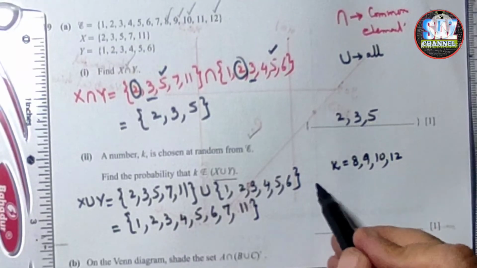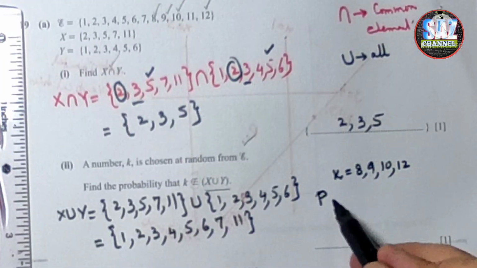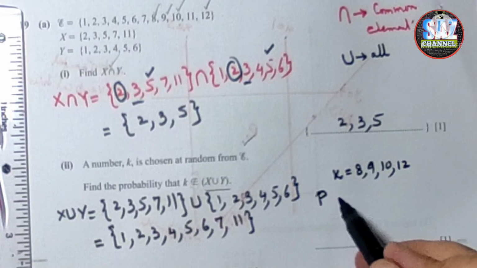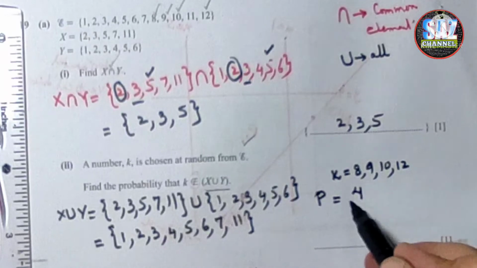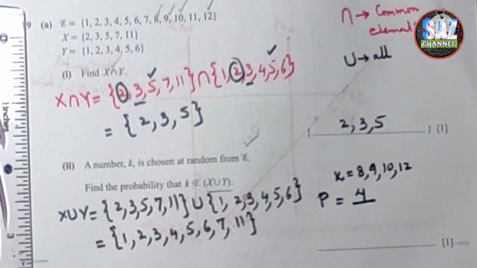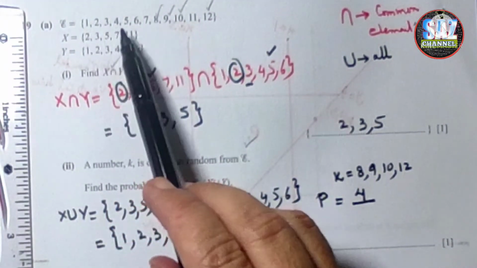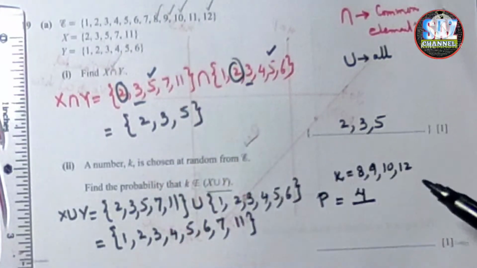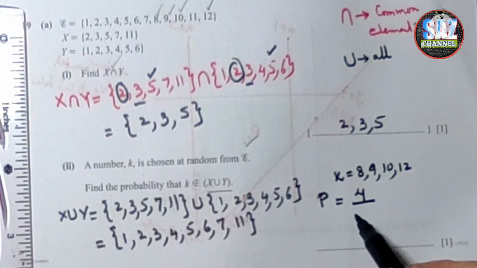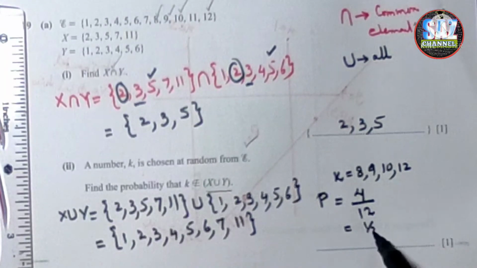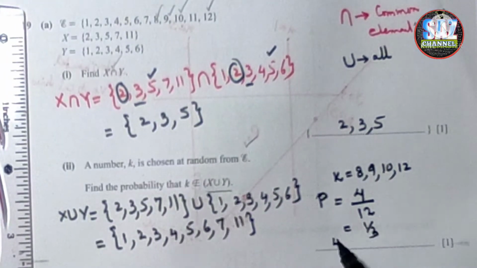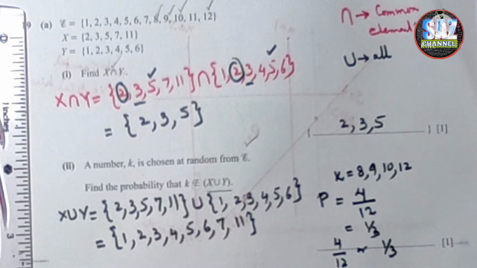As we have to find the probability, it will be equal to favorable chances upon total chances, and favorable chances are 4, and total chances are 12. 4 by 12 or 1 by 3. We have to give the answer of probabilities in simplified form, 4 by 12 or 1 by 3 chances for the element K. I hope it was a really easy question.